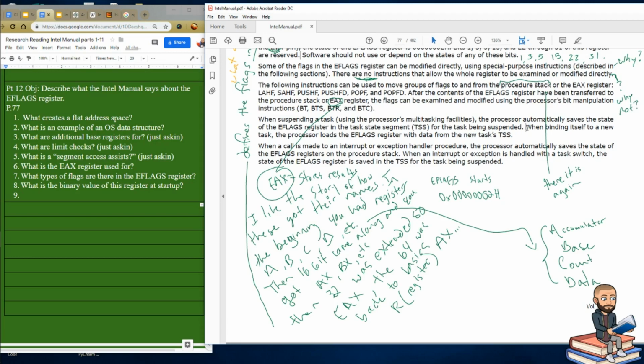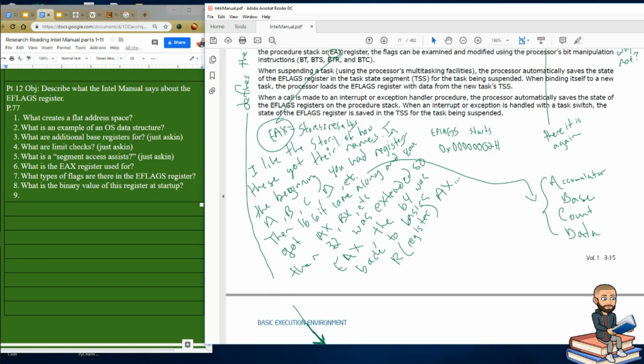And so logically it says when binding itself to a new task, the processor loads the Eflags register with data from the new task's TSS. So I wonder if there's multiple TSS registers. If I have like 10 tasks going on, would I have 10 TSS values? And maybe I'm thinking too high level. We are talking at a very, very low level here.